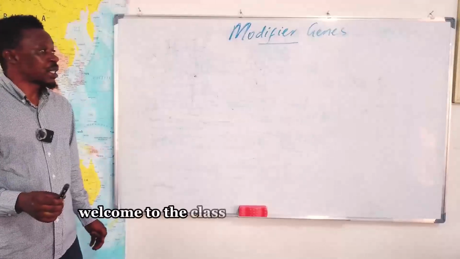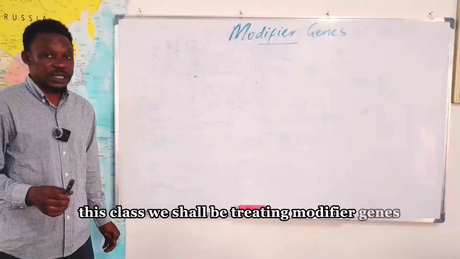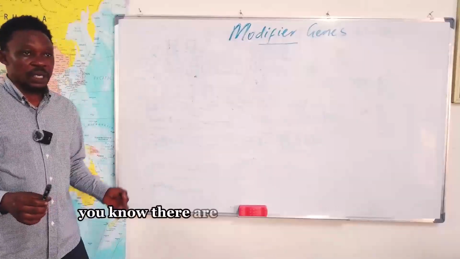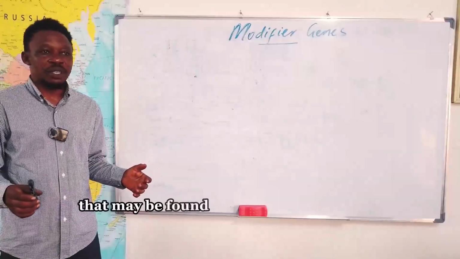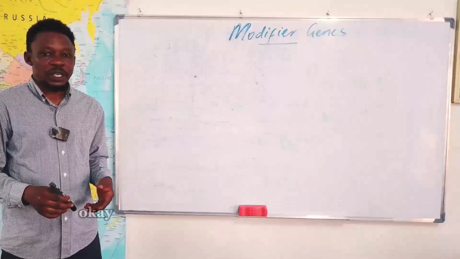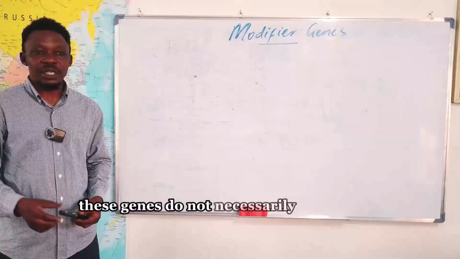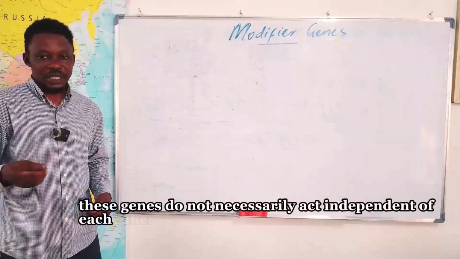Welcome to the class. This class we shall be treating modifier genes. You know, there are quite a number of genes that may be found in any one particular animal or species. But oftentimes these genes do not necessarily act independent of each other.